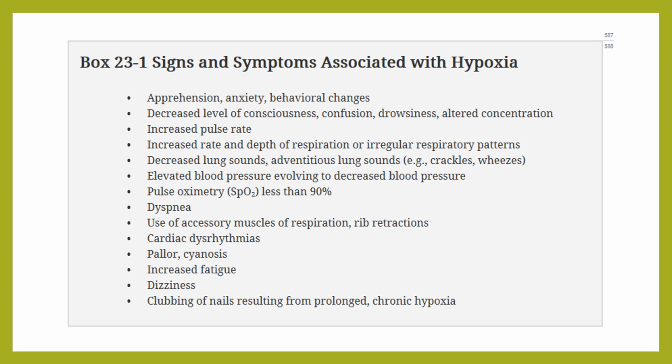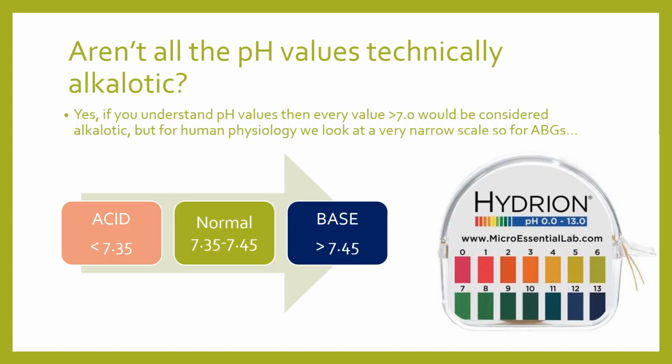Okay, so aren't all the pH values technically alkalotic? Yes. If you strictly were thinking from a pH strip, if you understand pH values, then every value greater than 7 would be considered alkalotic. But for human physiology, we look at a very narrow scale. So for ABGs, acid is anything less than 7.35. Normal is 7.35 to 7.45, and base or alkalosis is greater than 7.45.